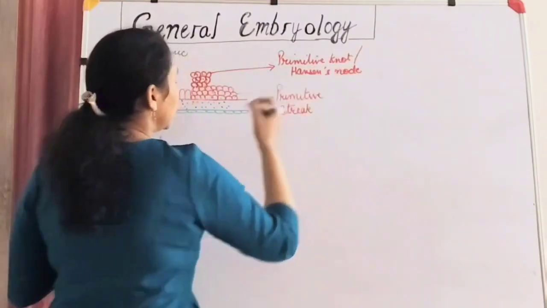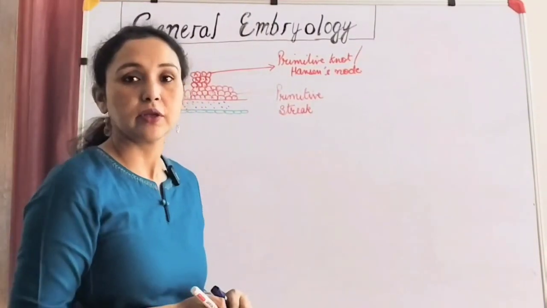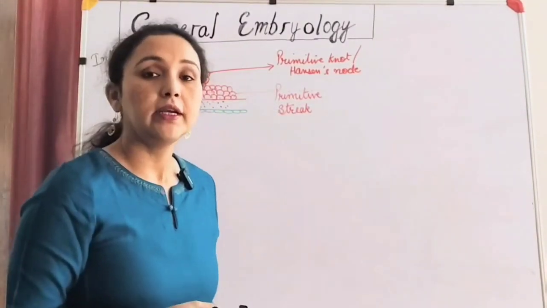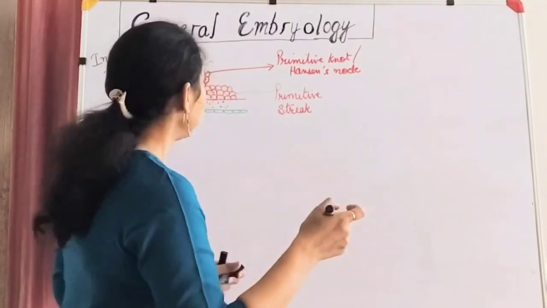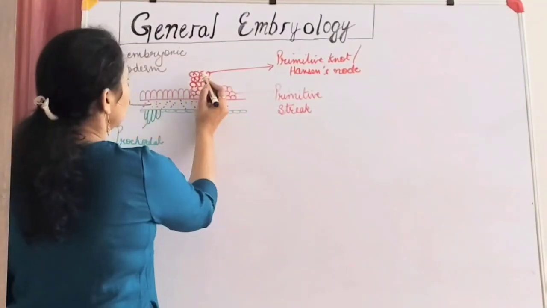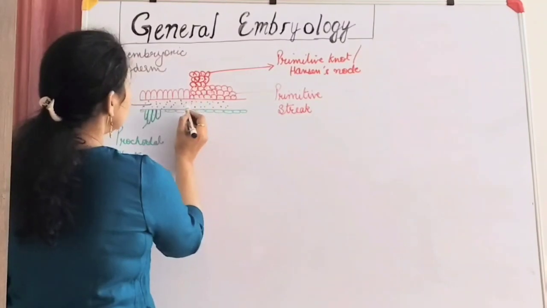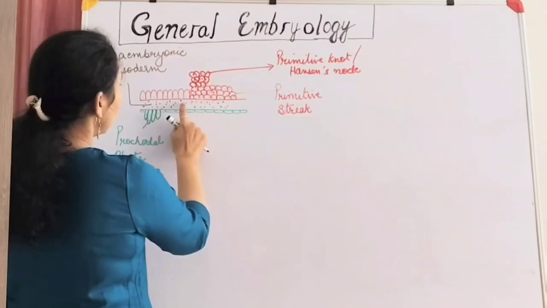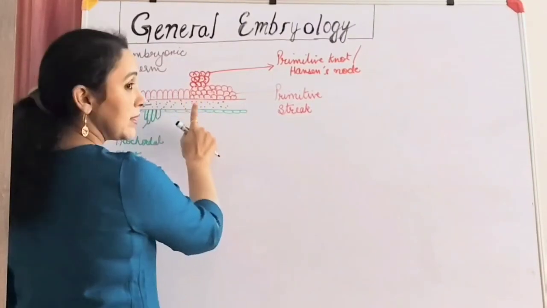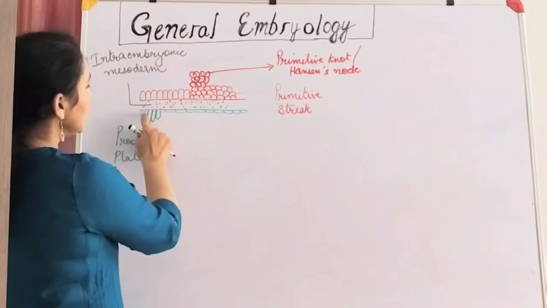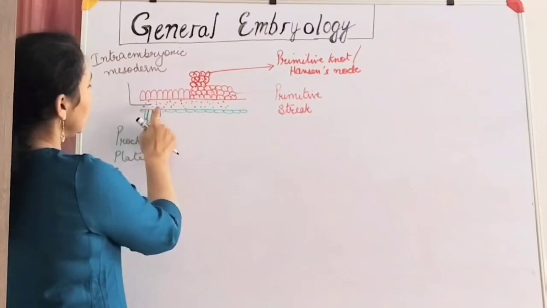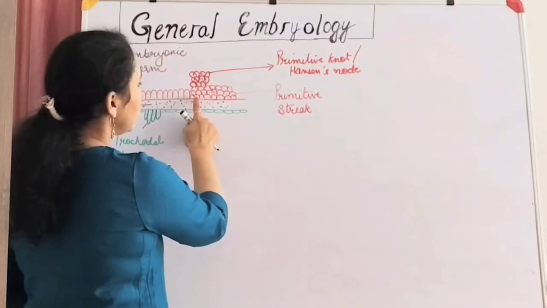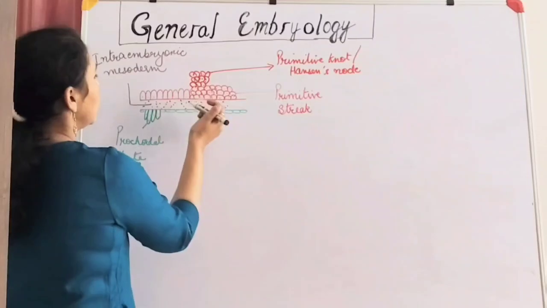The primitive knot or Hensen's node is a very important structure because it is this structure which will lead to the formation of the notochord. It induces the formation of the notochord, right? These cells will bulge into the intraembryonic mesoderm. This is the intraembryonic mesoderm. They will go into it, and there is a limit. They will reach only till this end. That means this is the procaudal plate, this is its cranial end, this is its caudal end.